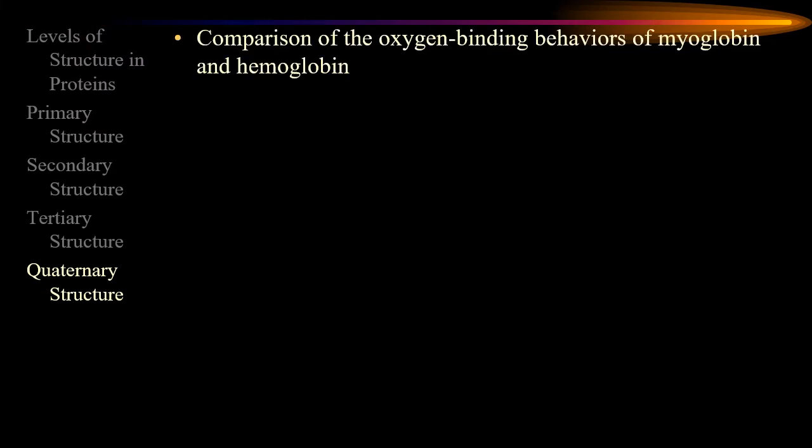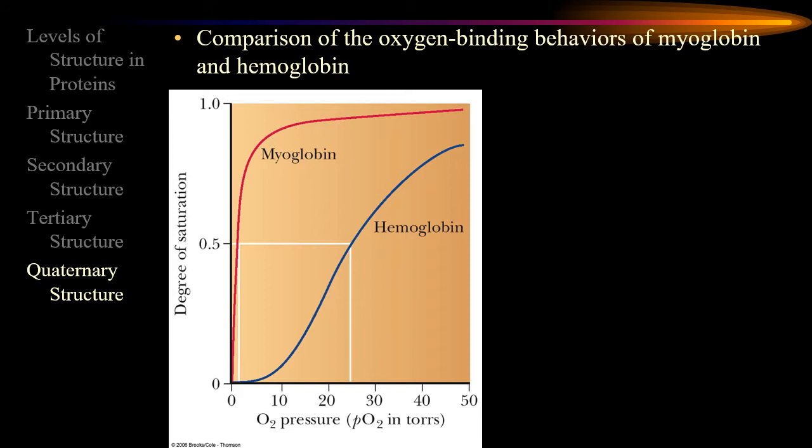As mentioned, myoglobin is an oxygen storage molecule, whereas hemoglobin is an oxygen transport molecule. So let's compare the oxygen binding behaviors of these two molecules. Here's a plot of the degree of saturation versus oxygen partial pressure. Please notice the units, this is now in torr. So this is the partial pressure of oxygen in torr.